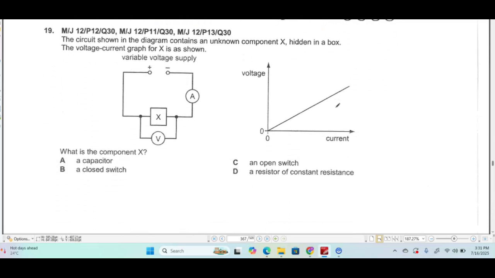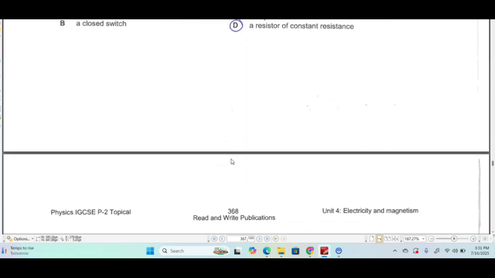Okay, question number 19. The circuit shown in the diagram contains an unknown component X hidden in a box. The voltage current graph for X is shown. So there is voltage, there is current. So voltage and current ka the gradient gives us resistance. So there has to be a resistor over here. Jiski voltage is being measured by the voltmeter and there is an ammeter as well. So this is going to be a resistor with a constant resistance.